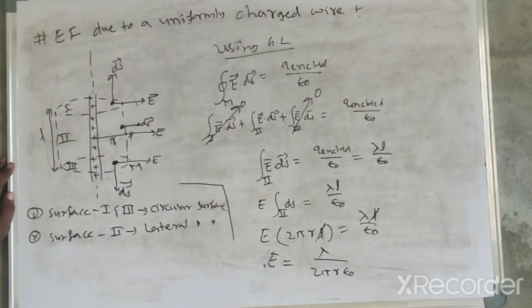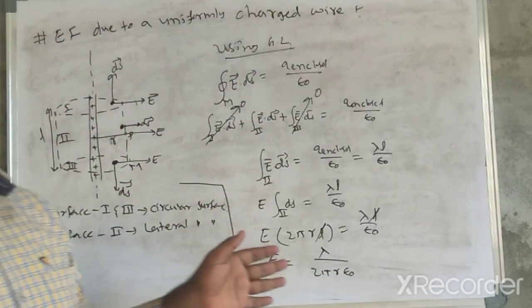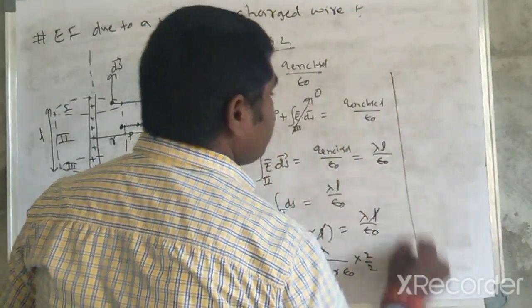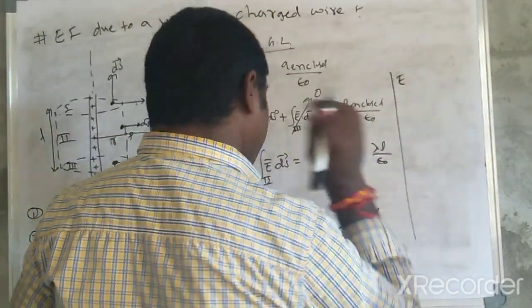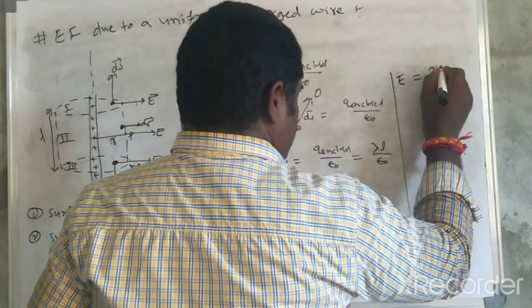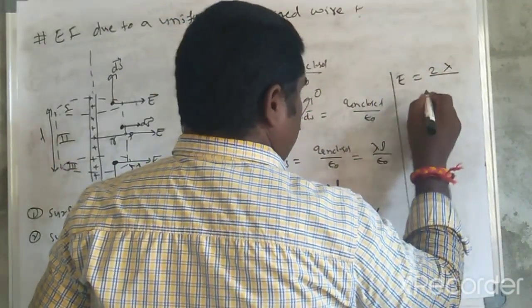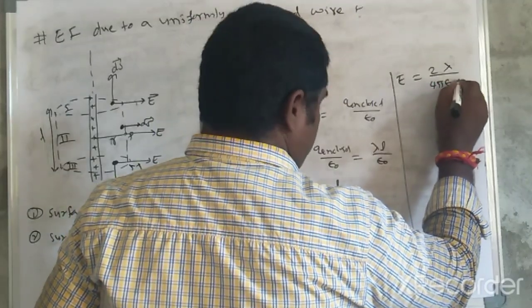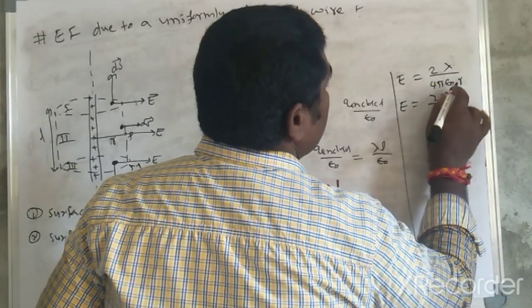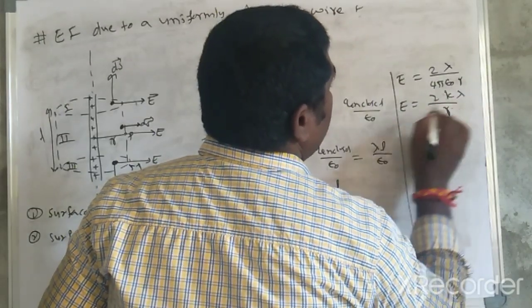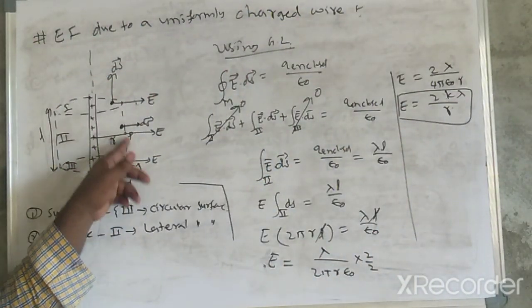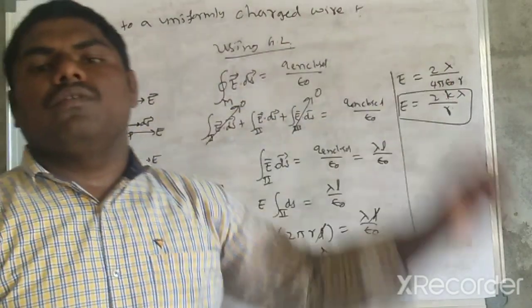So the electric field strength due to point P is equal to lambda divided by 2 pi r epsilon naught. Otherwise, multiply and divide by 2. So the electric field strength due to point P is equal to 2 lambda by 4 pi epsilon naught into r, which is equal to 2 k lambda by r also. This is the electric field strength due to point P, the uniformly charged wire.